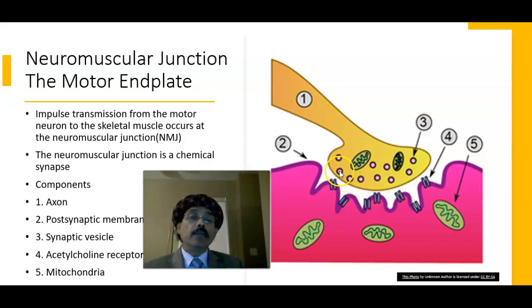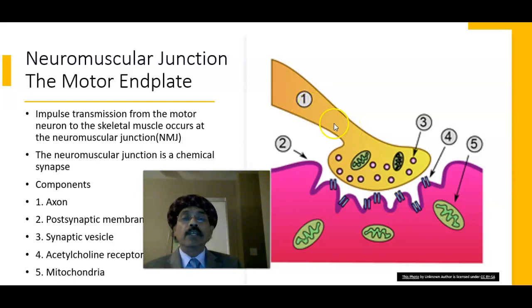The components are the presynaptic membrane and the postsynaptic membrane here. This is the axon terminal containing synaptic vesicles. The postsynaptic membrane has the receptor for the acetylcholine neurotransmitter. So this is the structure of the neuromuscular junction.